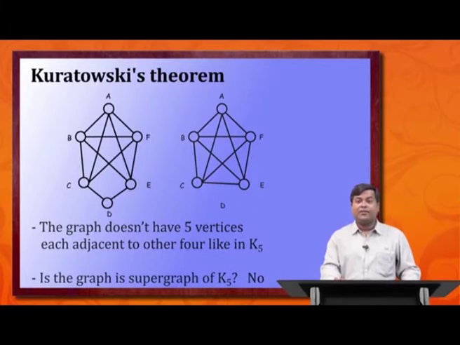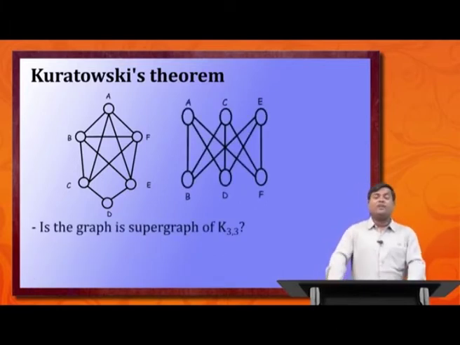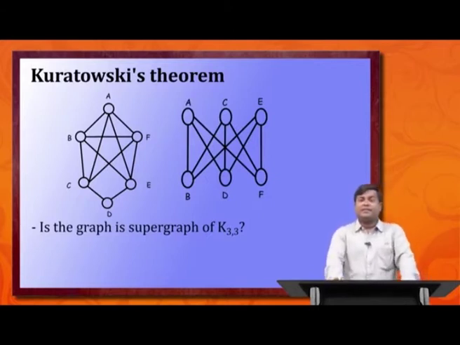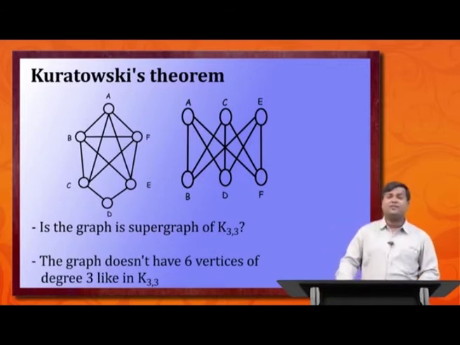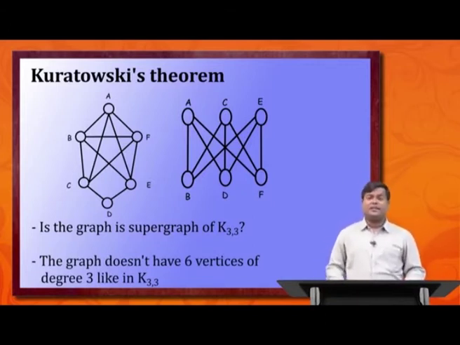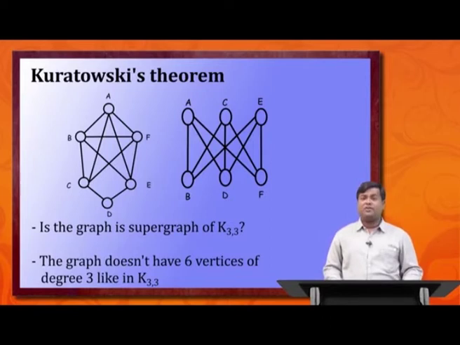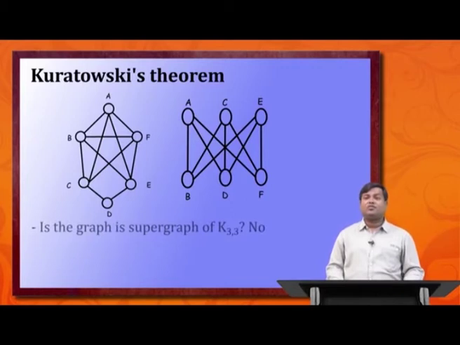Now we need to check whether this graph is a supergraph of K3,3. Now let's see the diagram of K3,3. What we are seeing here is K3,3 has 6 vertices and every vertex has degree 3. In our original graph we also have 6 vertices, but the problem is the vertex D has only 2 edges incident on it. So D has degree 2. So definitely it is not a supergraph of K3,3.